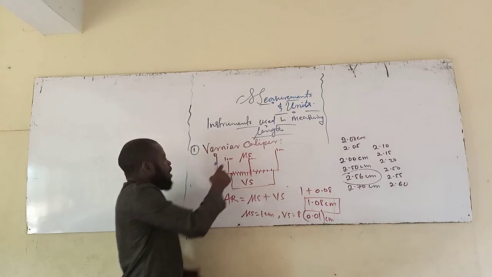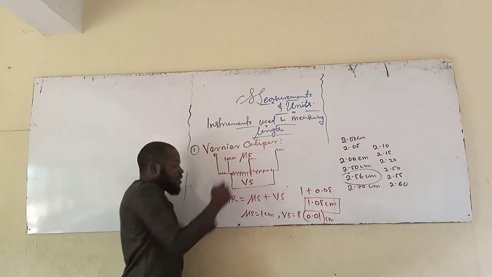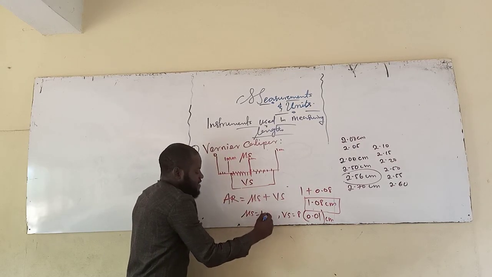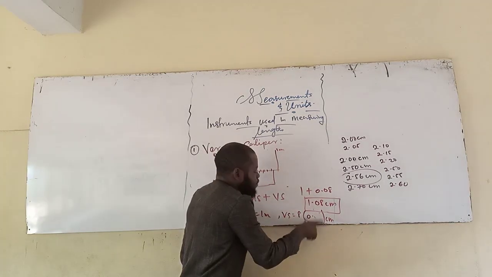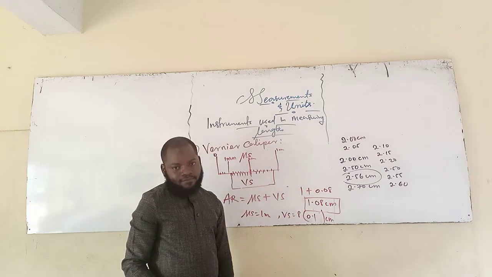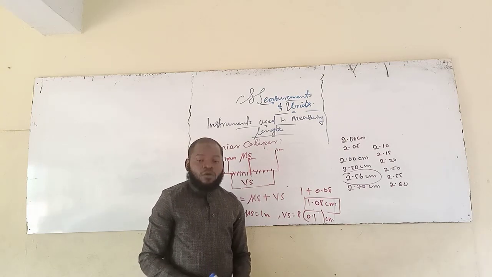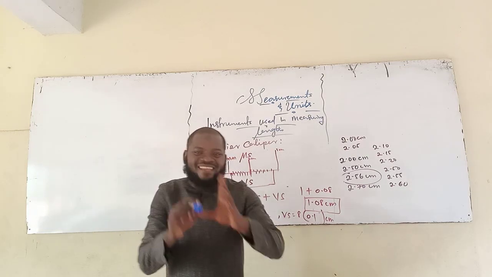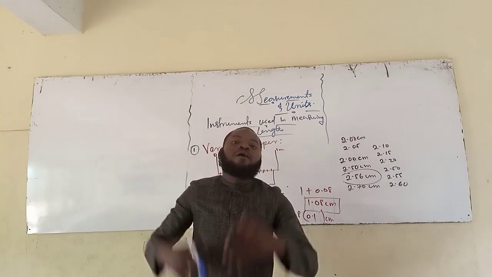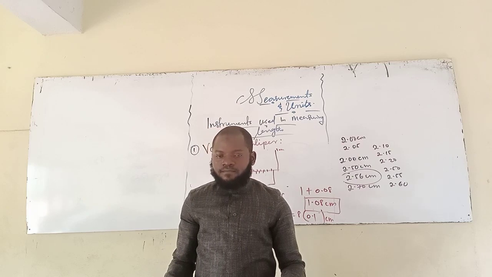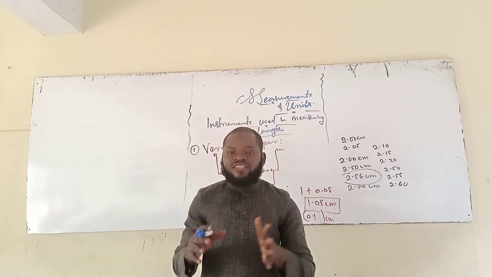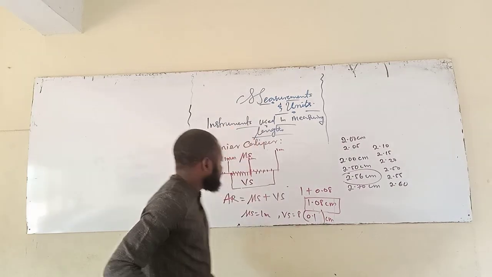But if this one is in millimeter instead of centimeter, then instead of multiplying with 0.01, you multiply with 0.1. Do you understand that now? So that's how to calculate or answer questions on the reading of a vernier caliper. So let's move to the next one, which is the micrometer screw gauge.